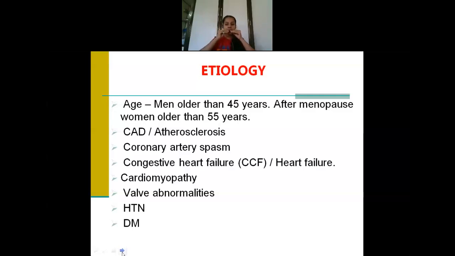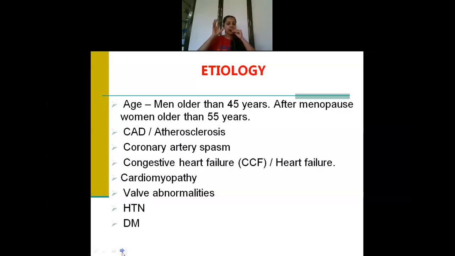The next main cause of angina is atherosclerosis or coronary artery disease. What is atherosclerosis? A plaque deposition or atheroma or fat deposition in the blood vessel or coronary artery. And most of the time angina can be because of coronary artery spasm. Already I told in Prinzmetal's angina, the main cause is coronary artery spasm.